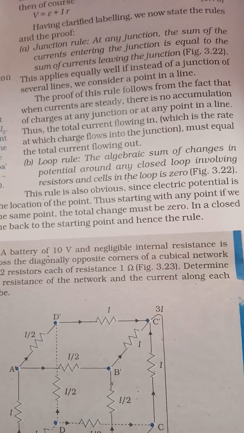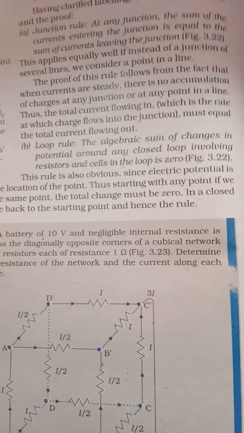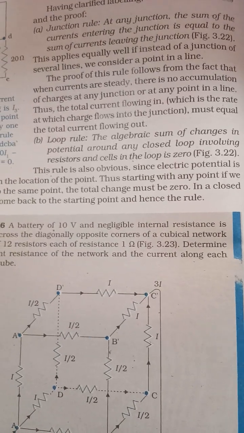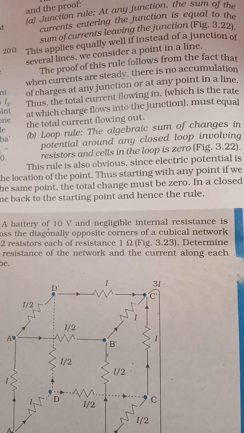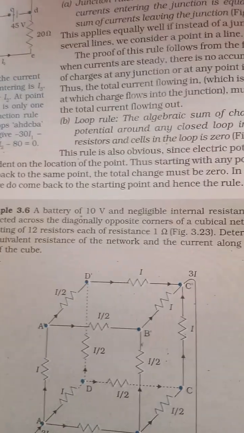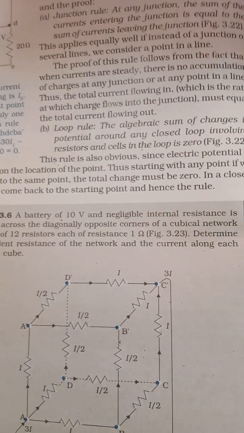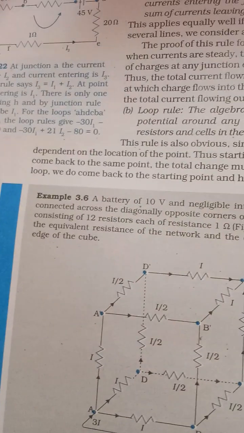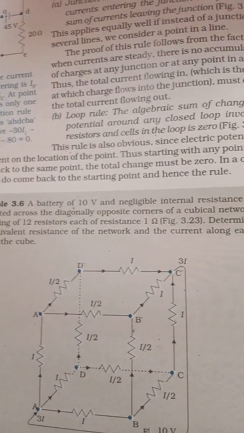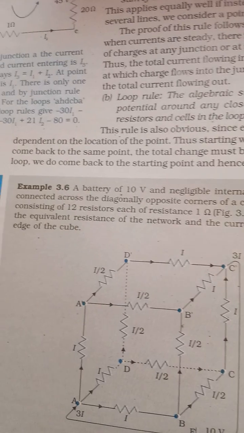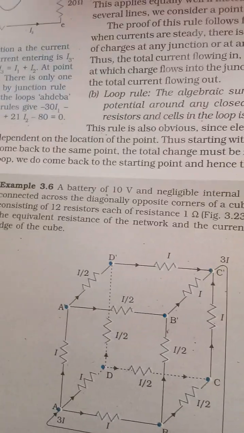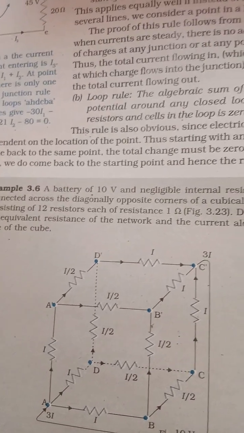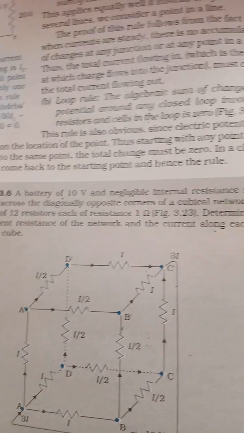Thus the total current flowing into the junction, which is the rate at which charge flows in, must equal the total current flowing out. Loop rule: the algebraic sum of the changes in potential around any closed loop involving resistors and cells in the loop is zero. This rule is also obvious since electric potential depends on the location of the point. Thus, starting with any point, if we come back to the same point, the total change must be zero. In a closed loop, we do come back to the starting point, and hence the rule.